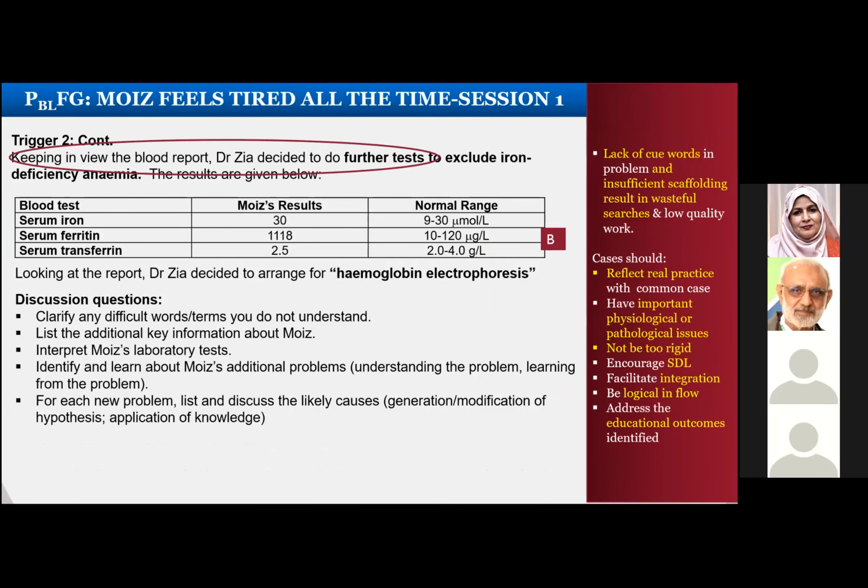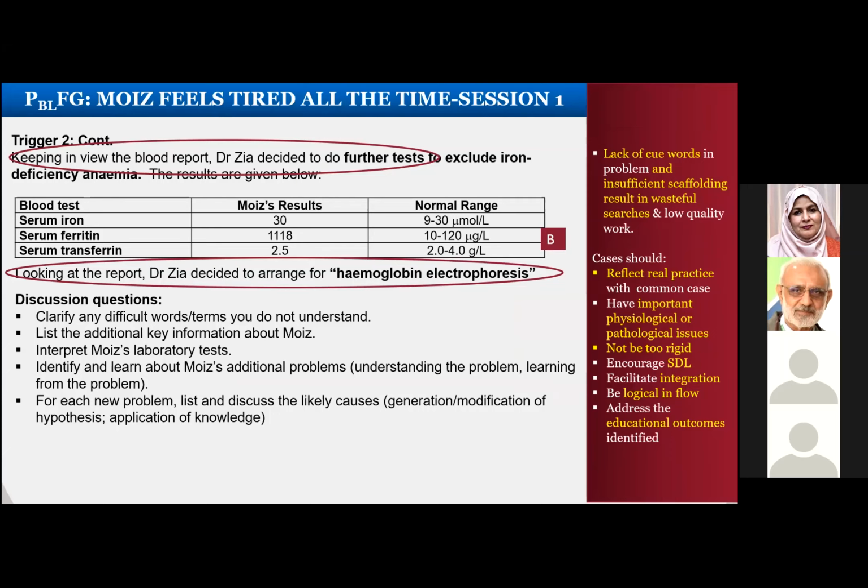Then again, keeping in view the blood report, Dr. Zia decided to do further tests to exclude iron deficiency anemia. So there is a picture of, say, microcytic hypochromic anemia now. So they want to exclude iron deficiency anemia in this one. And so they have given again one investigation report over there. Looking at the report, Dr. Zia decided to arrange for hemoglobin electrophoresis.